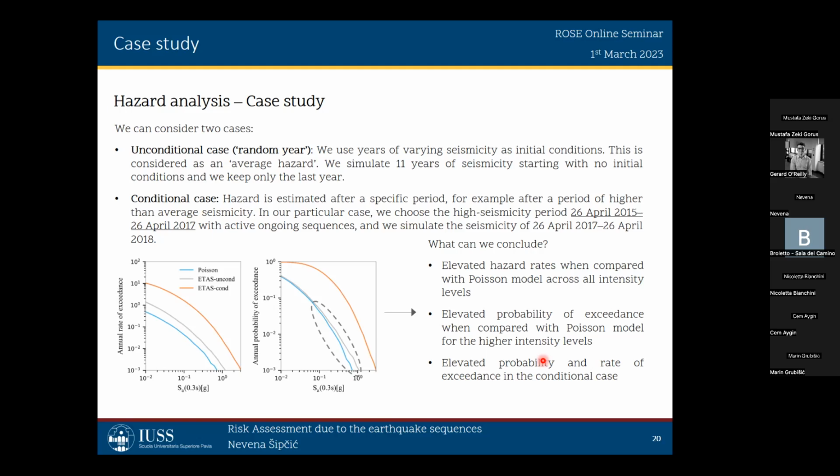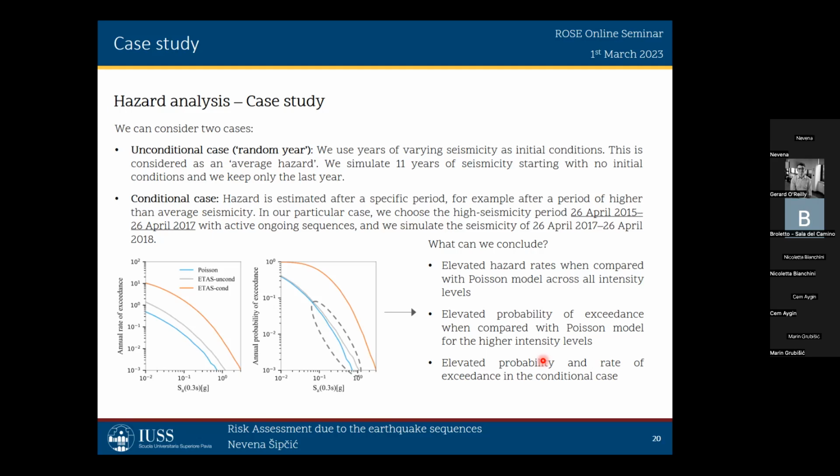And I'm showing here the annual rate of exceedance and annual probability of exceedance, and I'm comparing the results obtained with the Poissonian model, so the main shock only view of seismicity, and also the ETAS unconditional case and conditional case. And you can see that the hazard rates are elevated when compared with the Poissonian model across all of the intensity levels. And you can see also that there is the elevated probability of exceedance when compared with Poissonian models for the higher intensity levels.